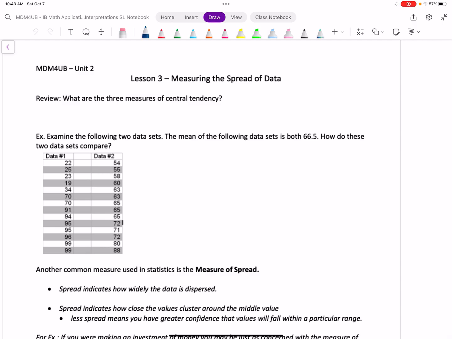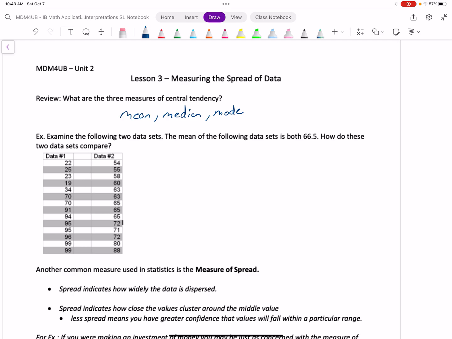This is the third lesson of our second unit, and today we're going to move a bit beyond measures of central tendency and focus on another really important descriptive statistic, which is looking at the spread of the data. We'll have lots of examples to give you in order to see why this is important. But just a reminder, what are the three measures of central tendency? Those are the mean, median, and mode.